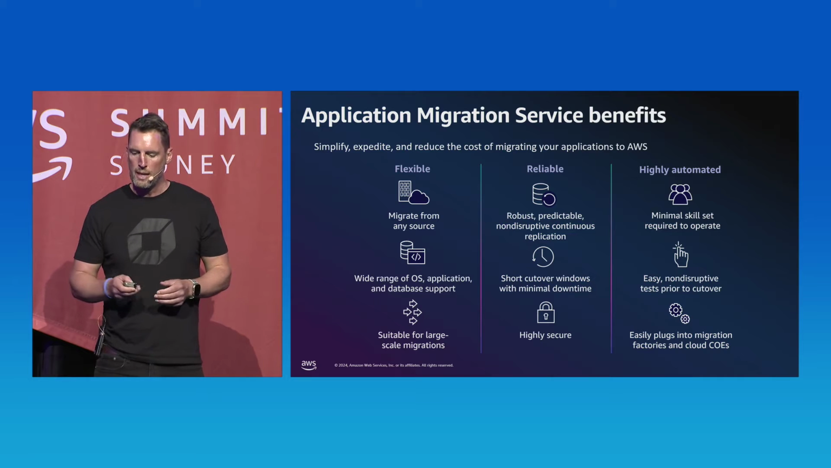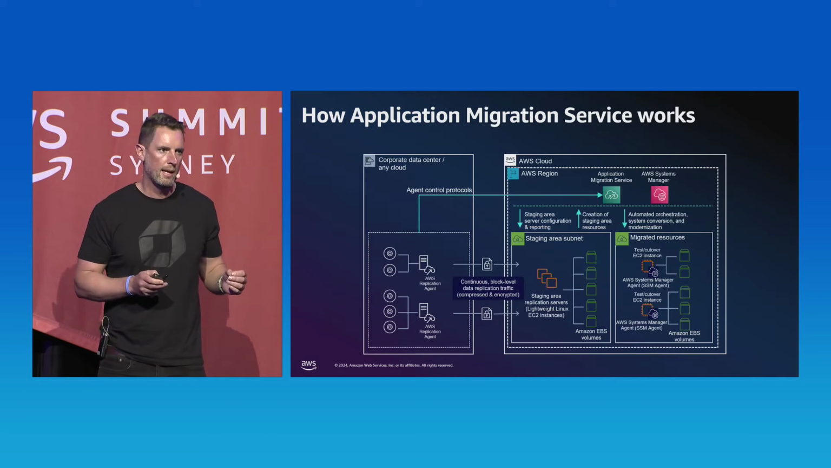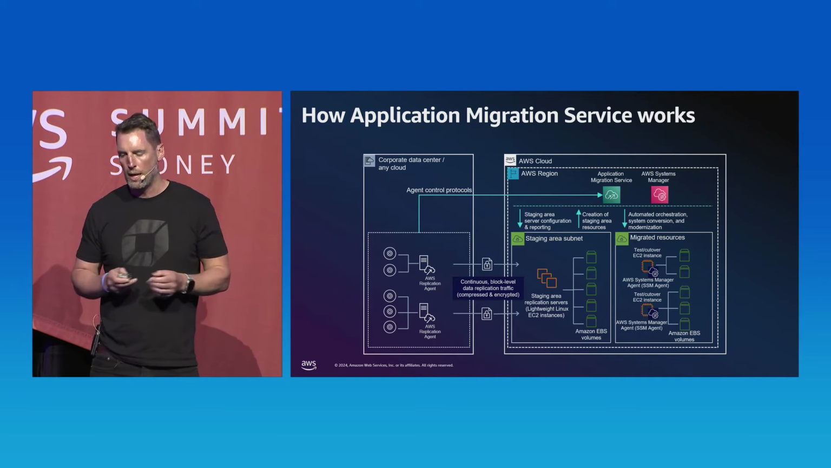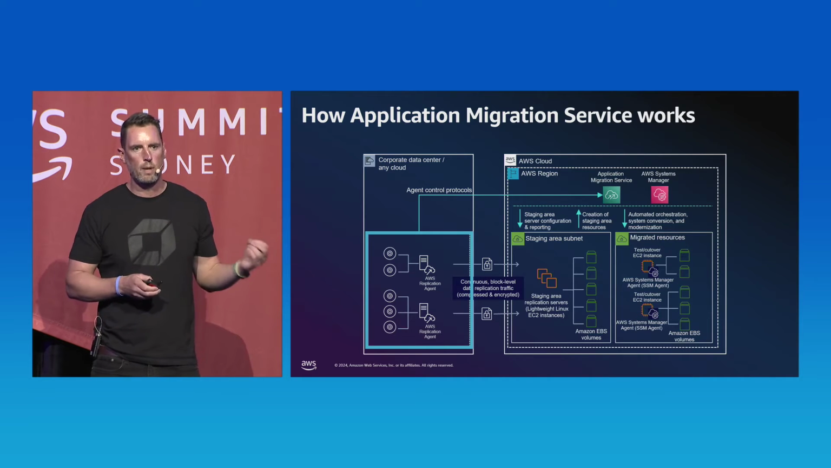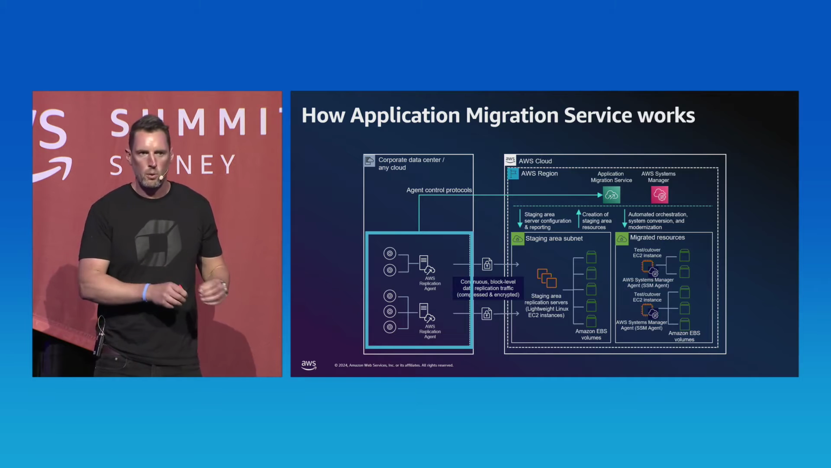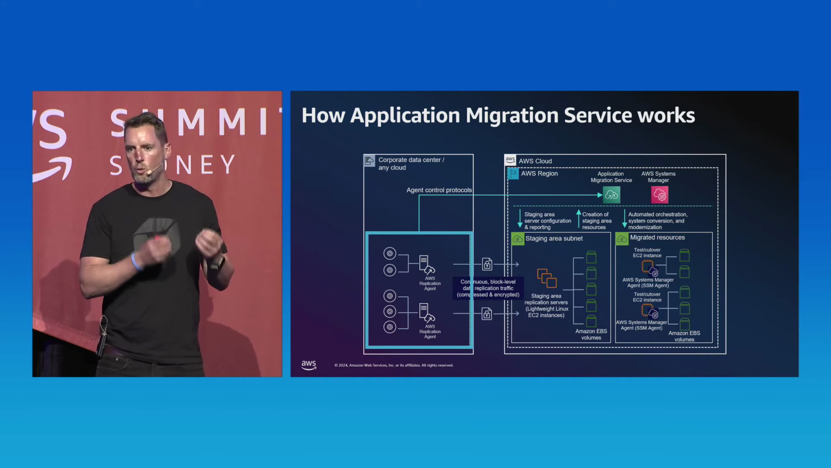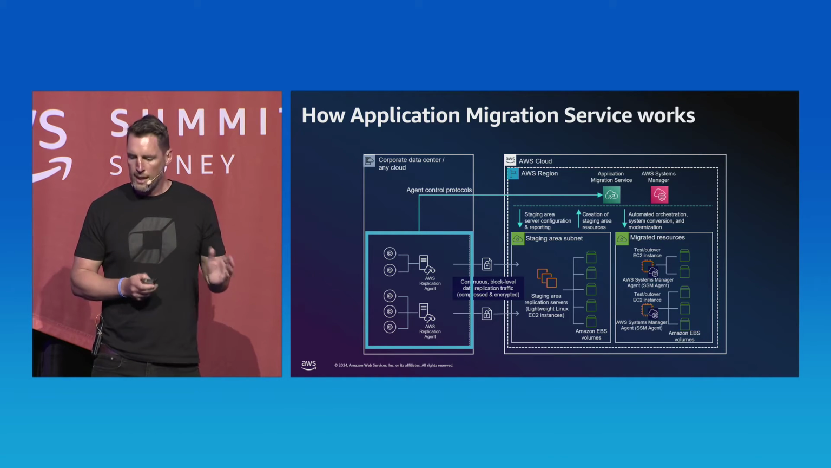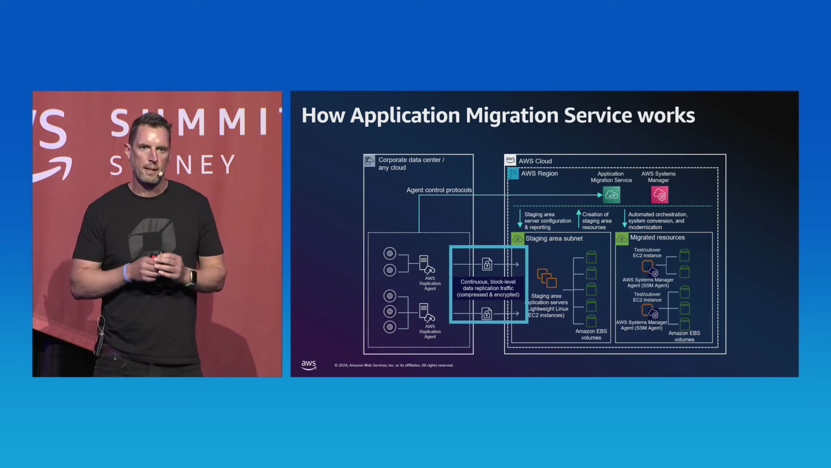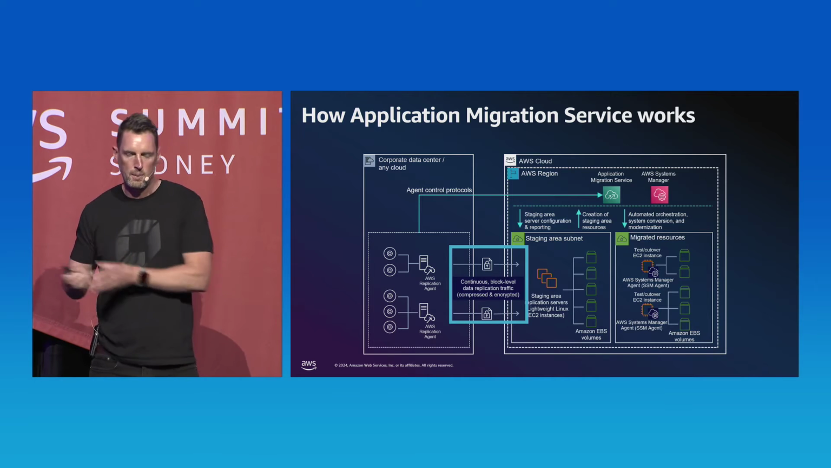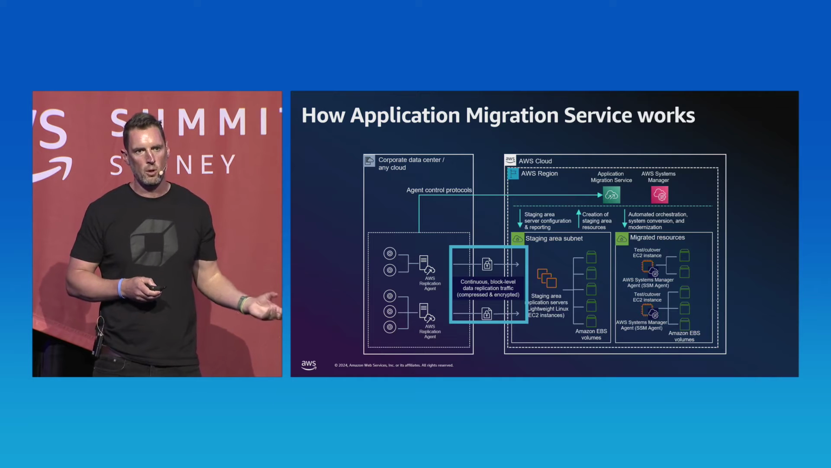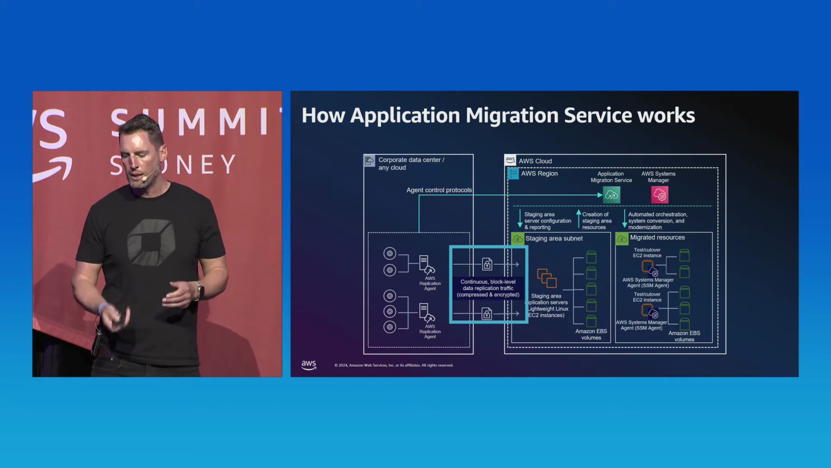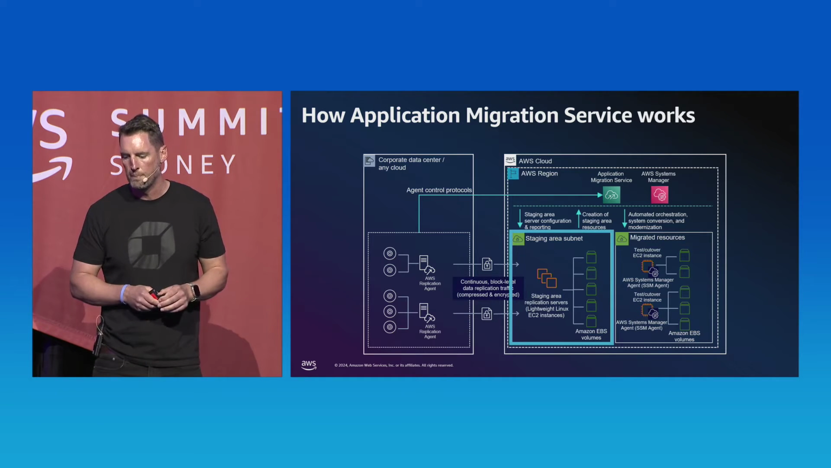So now that we know what the application migration service is, let's have a quick look at how it actually works. On the left-hand side, we deploy lightweight replication agents to those workloads. Those agents don't require a restart and have minimal performance overhead. They start synchronizing data, encrypted with AES and TLS encryption, from those source volumes on the left-hand side to target volumes on the right-hand side.